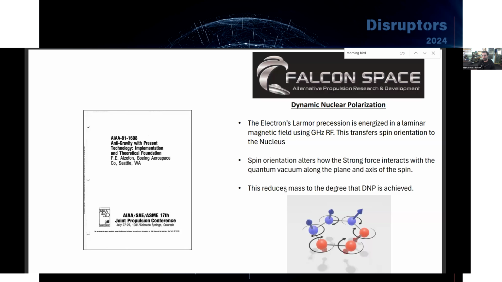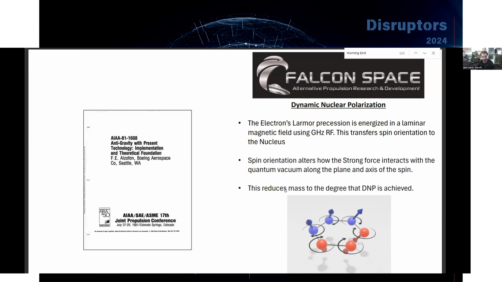It's based off of the paper from Frederick Alzaphon, Anti-Gravity with Present Technology, and it describes a process called dynamic nuclear polarization, which is a way of orienting subatomic particle spins in order to, in industry right now, this is used to increase nuclear magnetic resonance's signal-to-noise ratio. But Professor Alzaphon theorized that it would actually be connected to inertial mass.